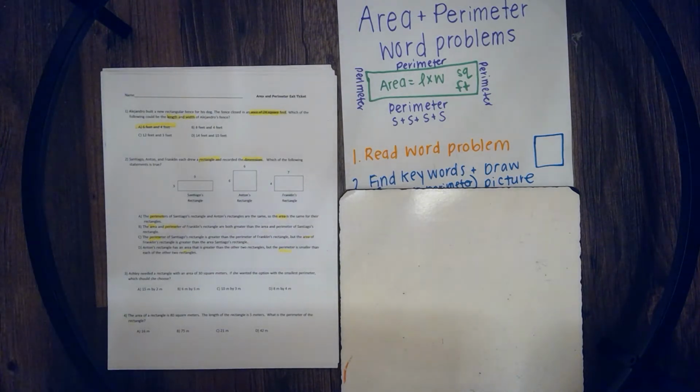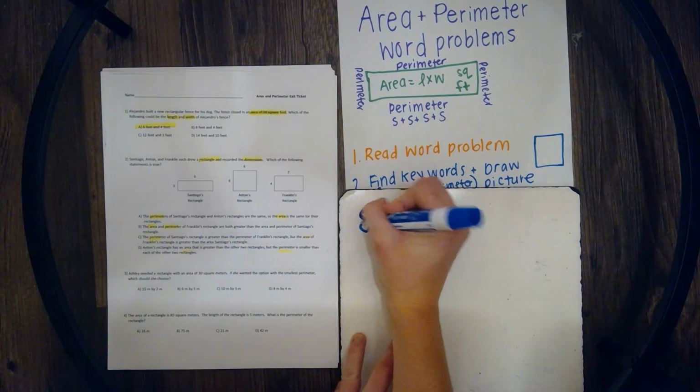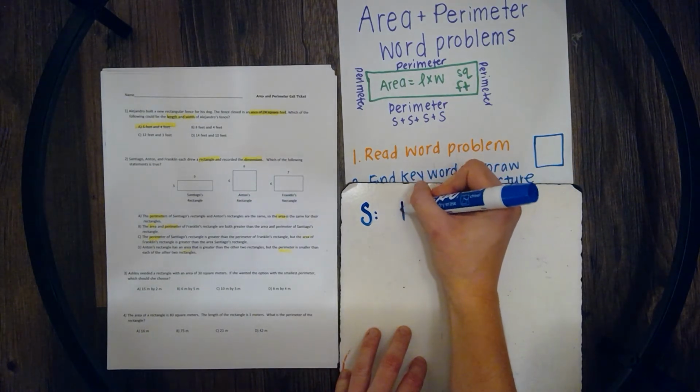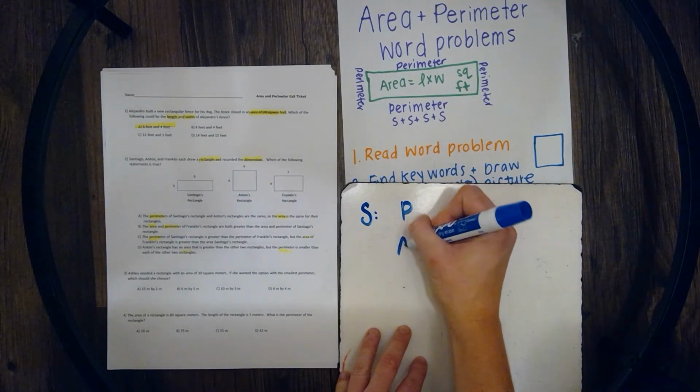All right, so let's get started. Let's start with Santiago. Okay, so we're going to find the perimeter and the area.